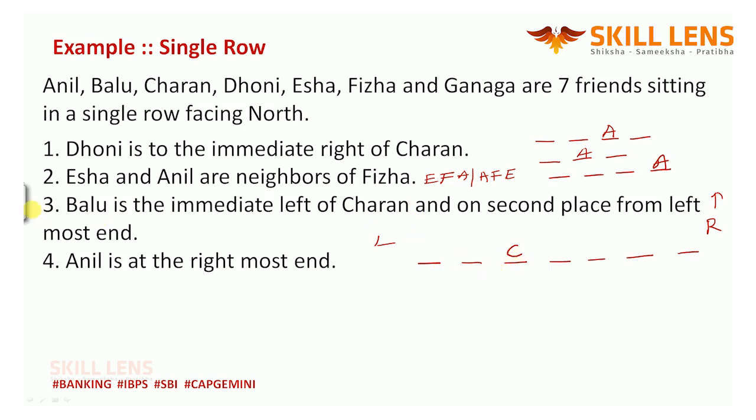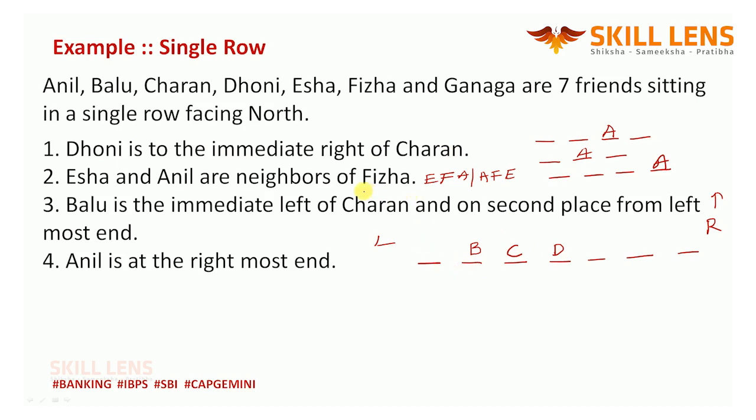Balu is to the immediate left of C. So Balu is immediate left of Charan. So where should I place B? Immediate left of Charan, which means I have to place B here. So I can definitely say there are two positions which are fixed. And if you closely observe your first point, D is to the immediate right of C. So I can place D here. Everything is interconnected.